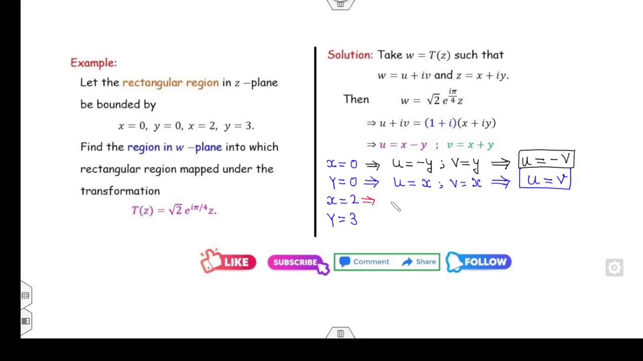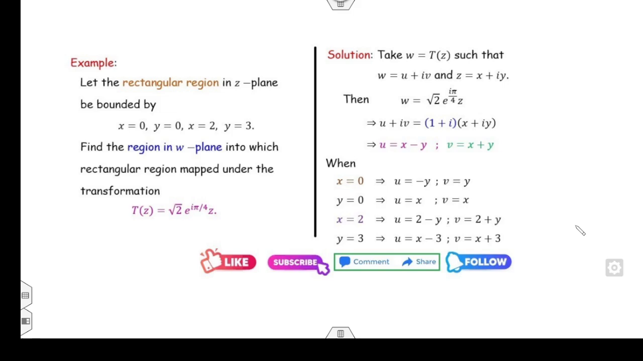Is it okay? Look at the third case. When x is equal to 2, that means u is equal to 2 minus y and v is equal to 2 plus y. So can you conclude them? If you add them, y and y will be cancelled out, u plus v is equal to 4. And similarly for the last case, when y is equal to 3, u will be x minus 3 and v is equal to x plus 3. So clearly if you subtract them, if I use v minus u, then it will be 6. Now you have these 4 equations.